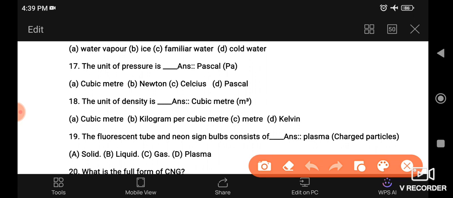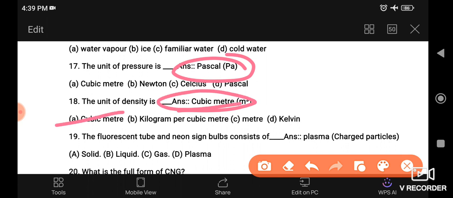The unit of pressure is Pascal. All of you know, the short form is Pa. Then unit of density is kilogram per meter cube. All of you remember this, density unit is per meter cube.